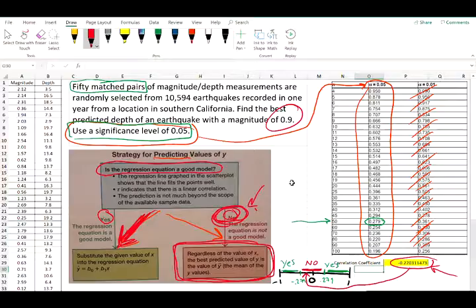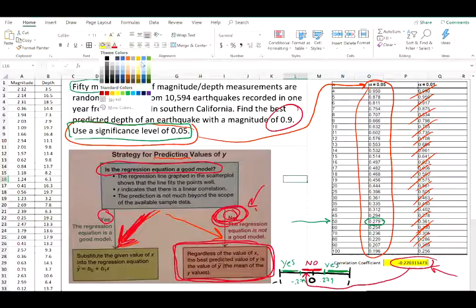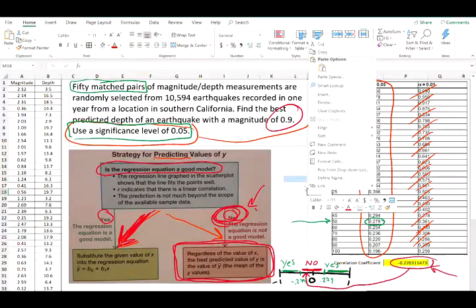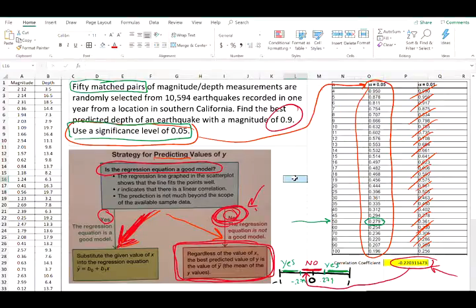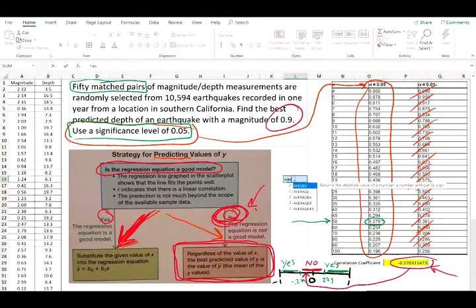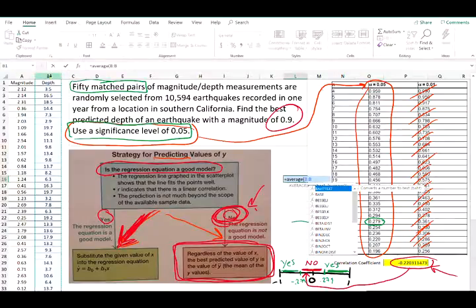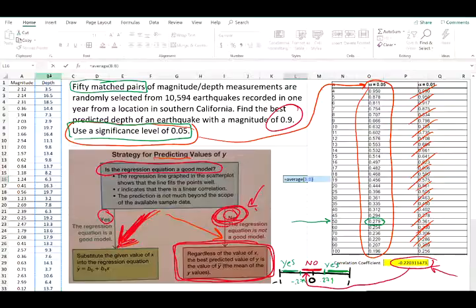Let's put that in this cell right here. Let's highlight this. We can make this blue. So the best predicted y value is equal to the average of column B, the average of the y values, which in this case, let's round this to 1 decimal place, is about 11.5. So that is our best predicted y value.